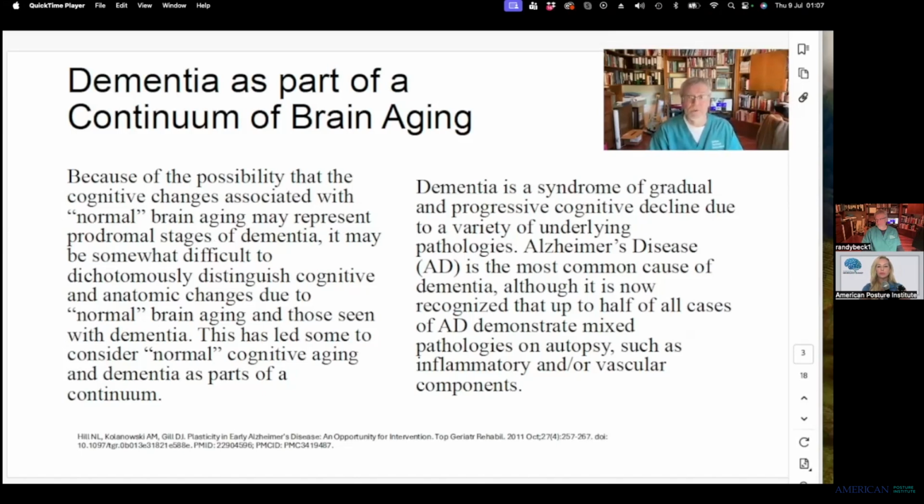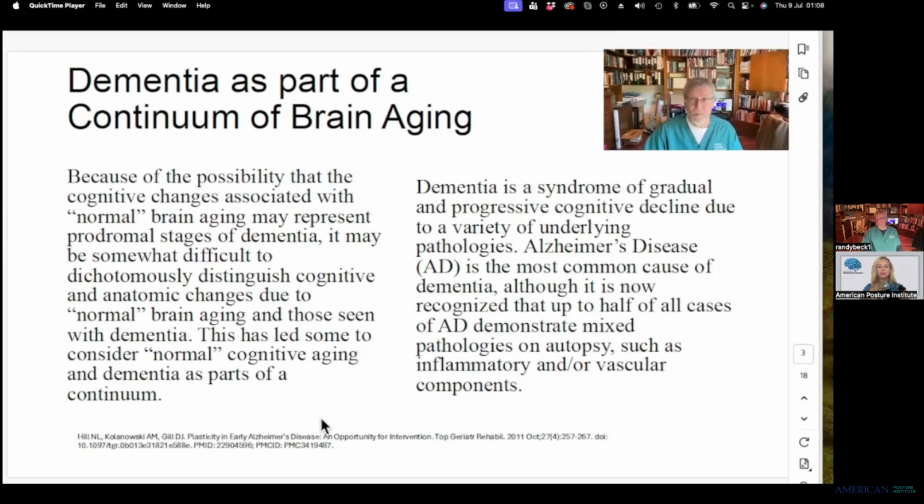Let's just understand that. Alzheimer's disease is one of the most common causes of dementia, although in fact, it's now recognized that up to half of all cases of Alzheimer's disease demonstrate pathologies on autopsy that include things like inflammatory or vascular components. So it's a complicated process that we're trying to investigate here.